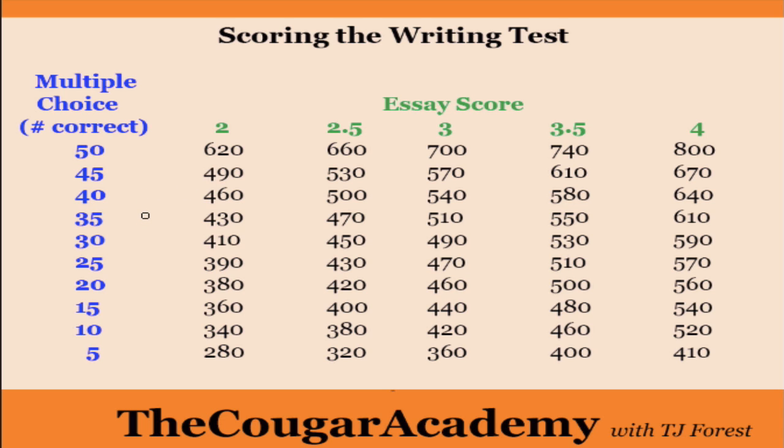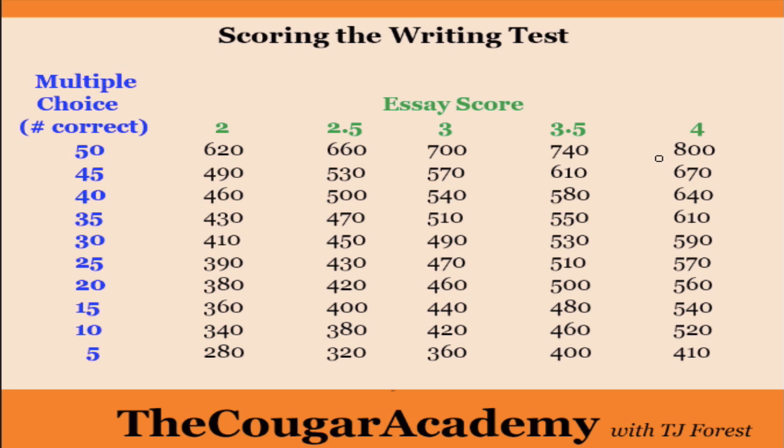I've made up this chart based upon what I know about the actual scoring system, and it's pretty close to what they actually do. Now, along this area here would be the multiple choice score, and this would be the number correct. And recall that there's only 50 questions on the multiple choice test. Now, the essay is scored on a range of 2 to 4, 4 being a perfect or very, very good essay. So if somebody scored a 50, didn't get anything wrong in their multiple choice, and they got a perfect score on their essay, then of course they should get the highest score possible on their GED writing test, which is 800, and which is what's shown here on the chart.